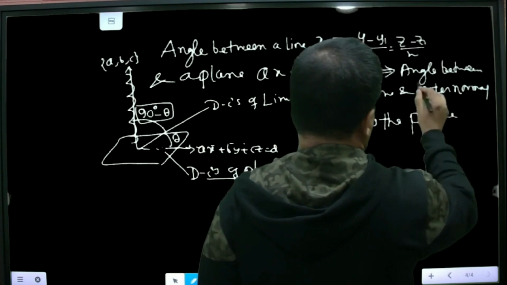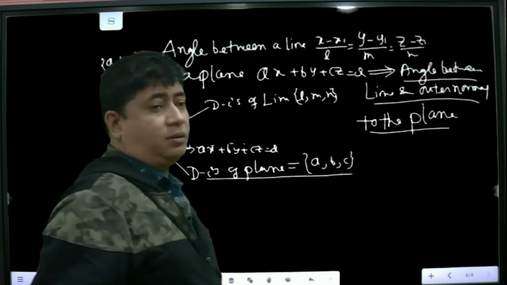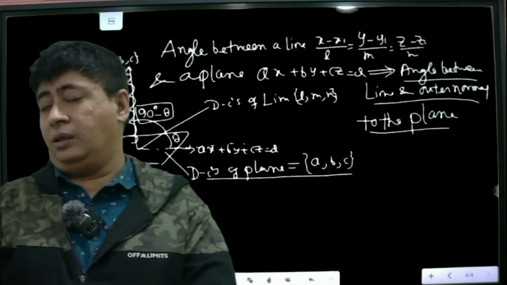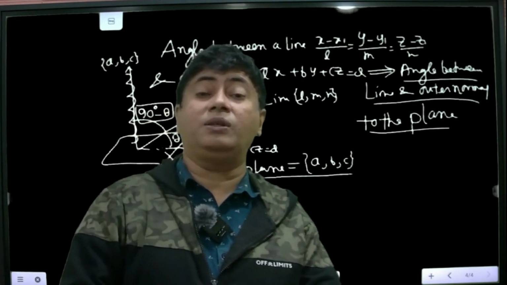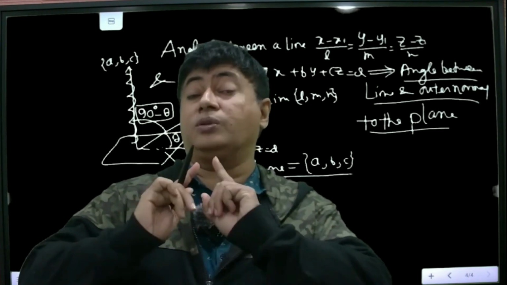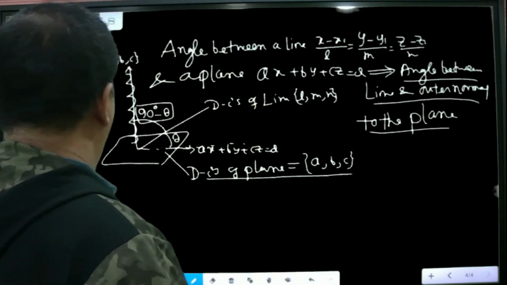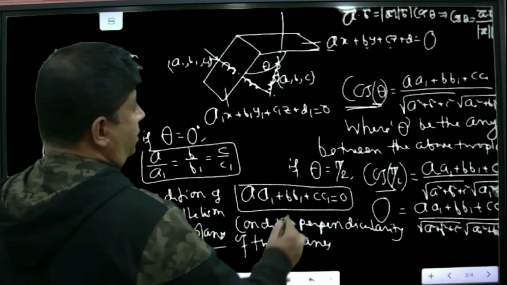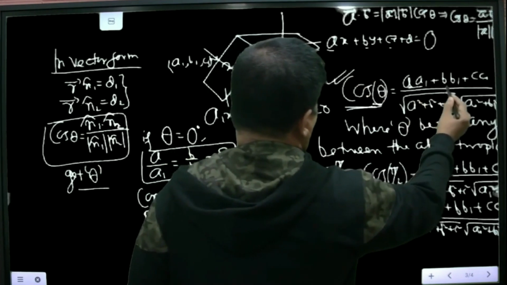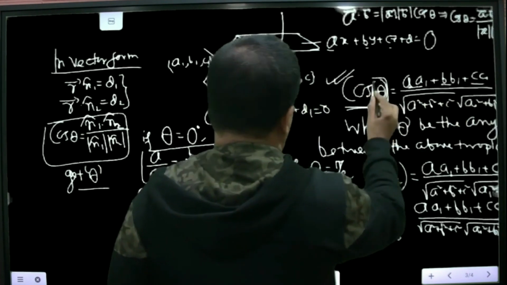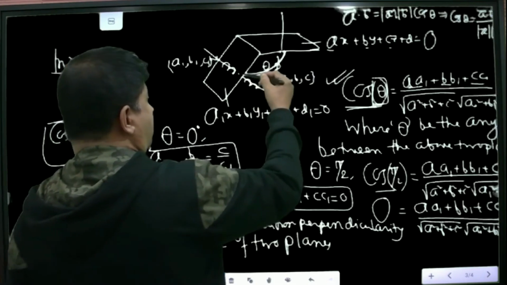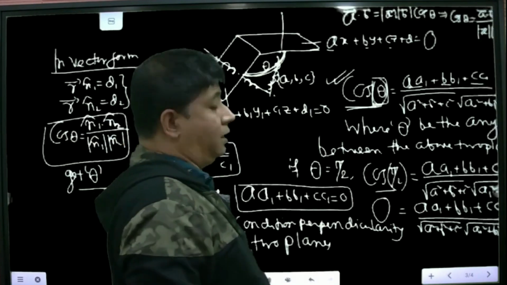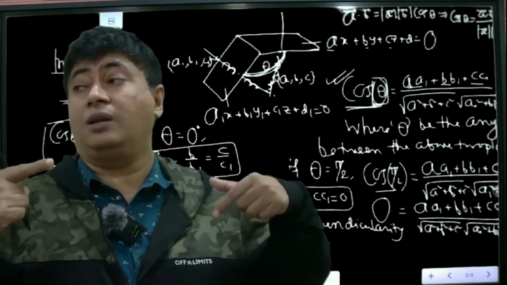Line and outer normal to the plane. So already we have come to know the method of finding the angle between two lines or two planes, means two same type of geometrical figure. A few minutes back we have discussed it. Cos theta equals A1, B1, C1. Here theta was the angle between two same type of geometrical figure, that is plane. It is also applicable in case of two lines.